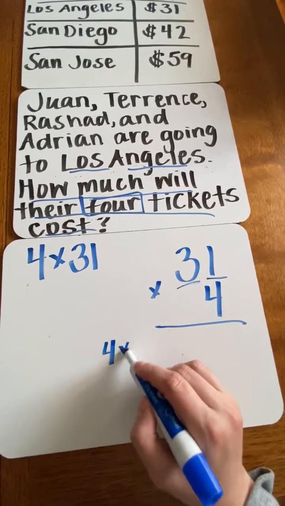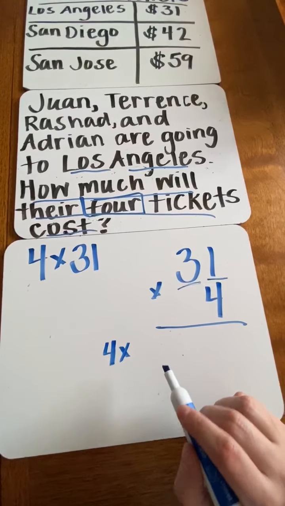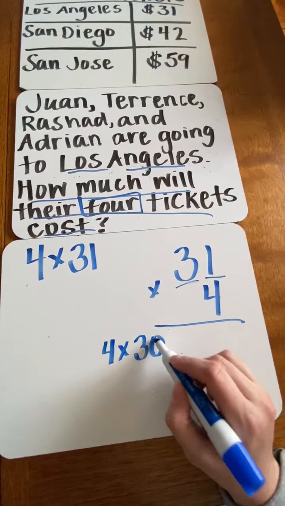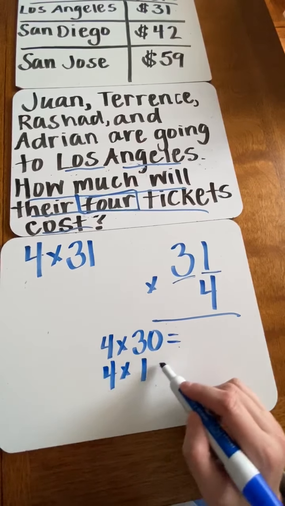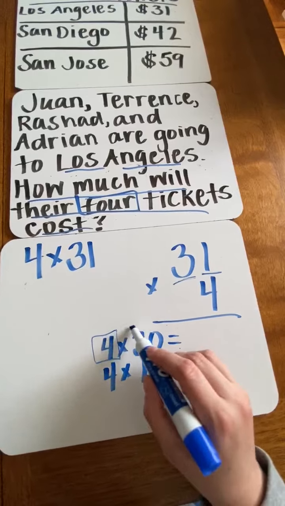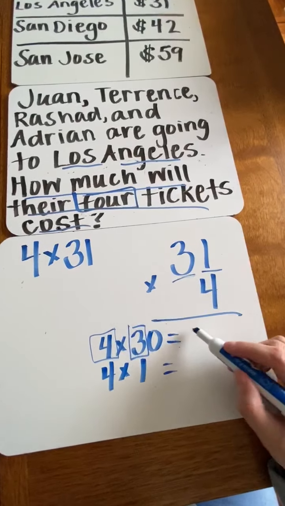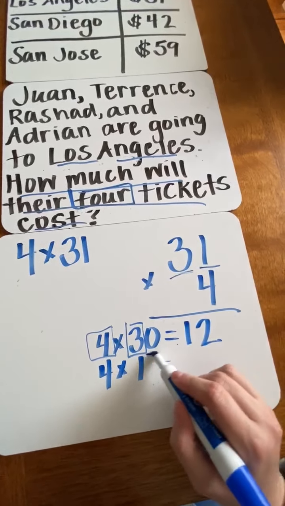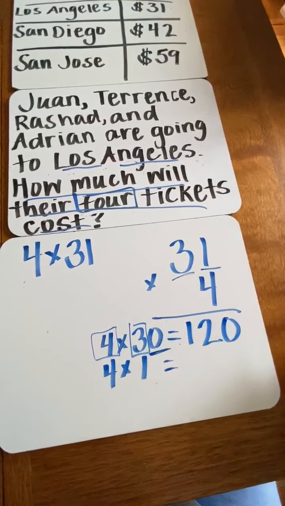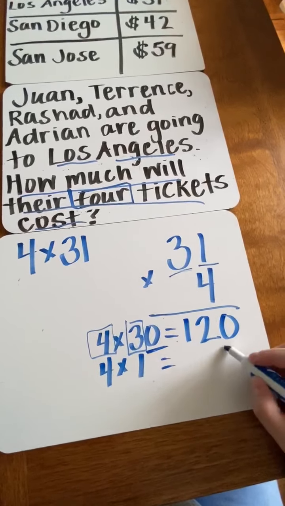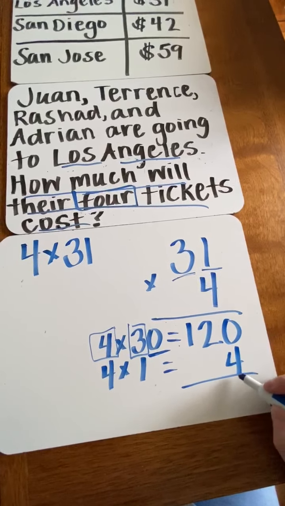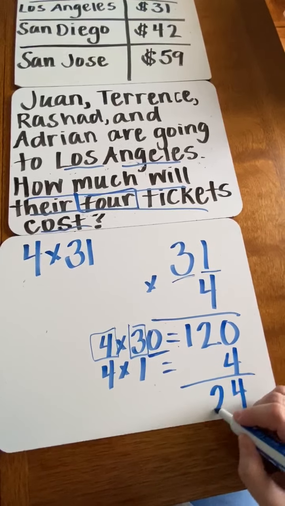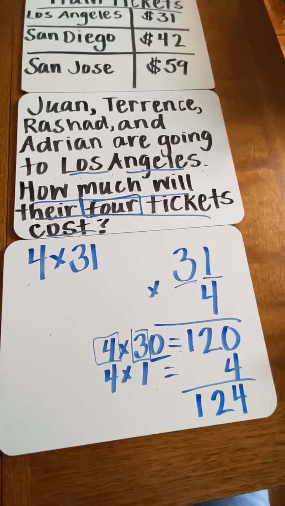I'm going to go 4 times 3 in my tens place. It's going to give me 30. And then the 1 in my ones place, 4 times 1. So I have 4 times 3. 4 times 3 is 12. And I have a 0, so I'm going to add my 0. And then 4 times 1 is 4. Then I'm going to add them up. 0 plus 4 is 4. Bring down my 2. Bring down my 1.